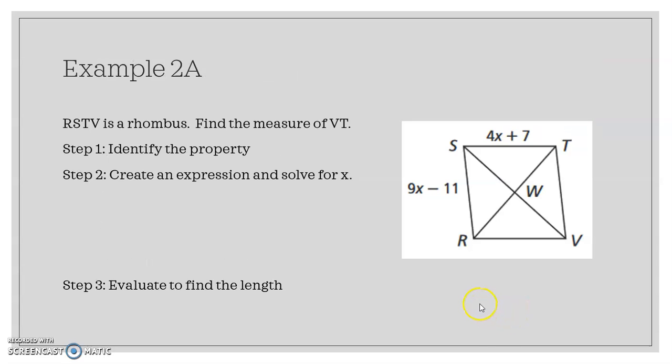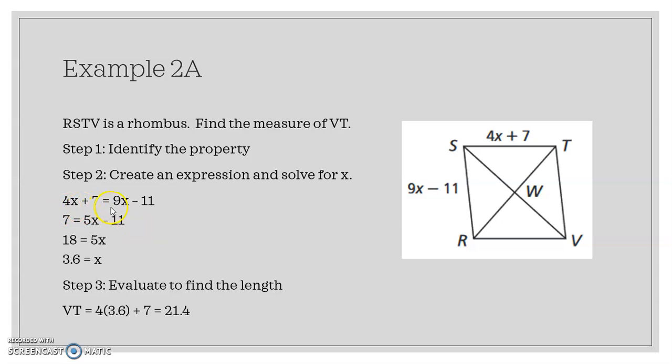In example 2a, it says RSTV is a rhombus. Find the measure of VT. Now that is a side length, but notice they haven't given us any information about VT. But you have to identify the property about the sides of a rhombus. And that's that the rhombus has all equal sides. So this 4x plus 7 equals this 9x minus 11, which is the same thing as VT. Okay, so you're going to create an expression, solve for x, and then evaluate. You're going to take your value of x and put it into one of the expressions to find the length that's missing. Pause the video and do that, and then press play to check your answer.